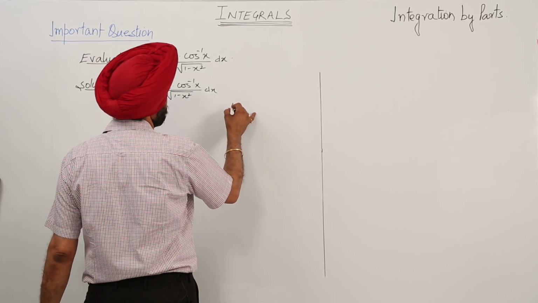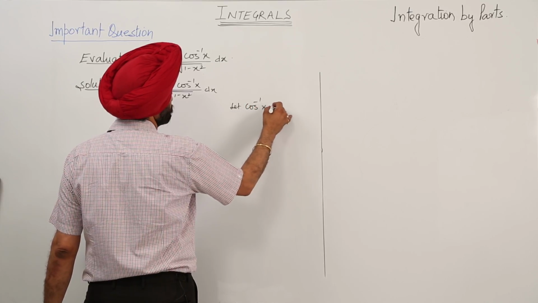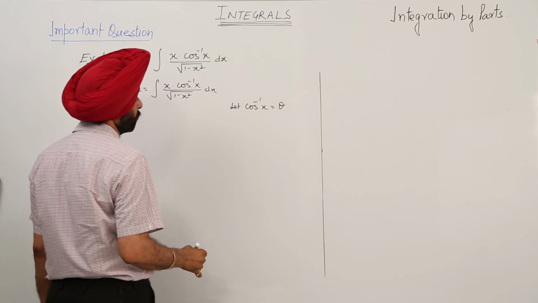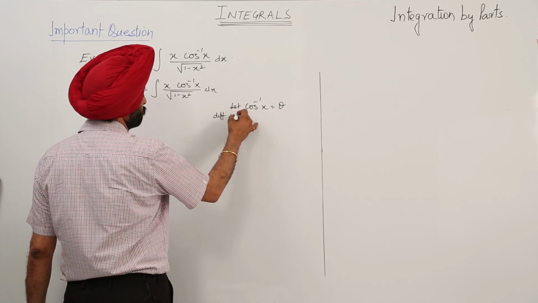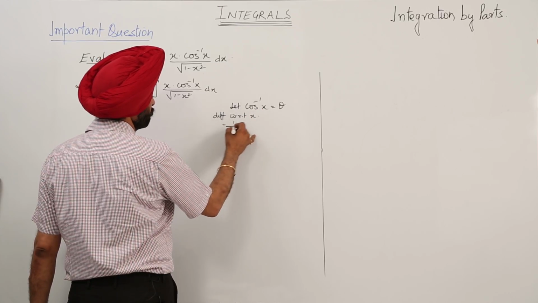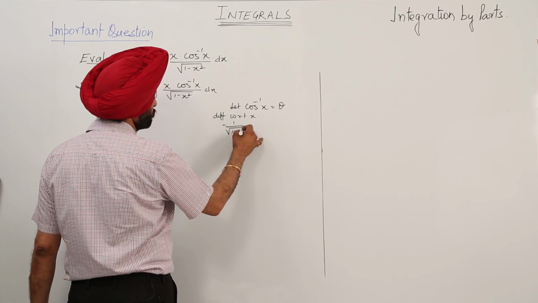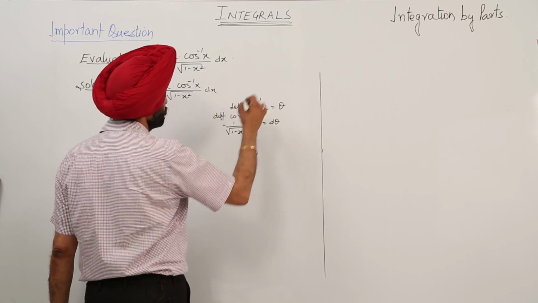Now let cos inverse x is equal to theta. Now differentiating with respect to x, minus 1 upon under the root 1 minus x square dx is equal to d theta.